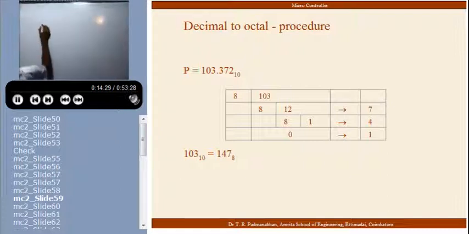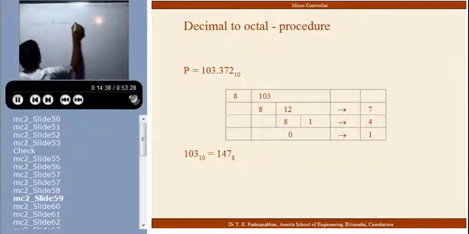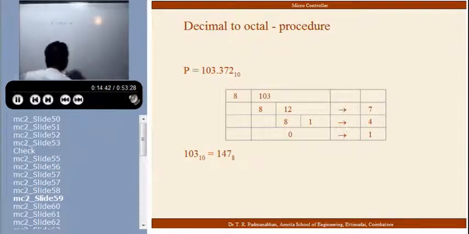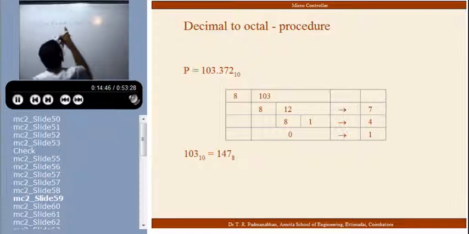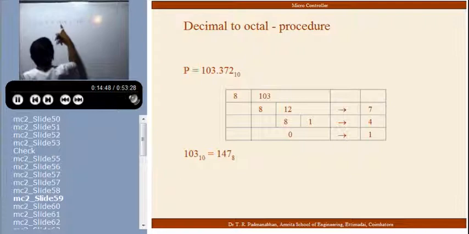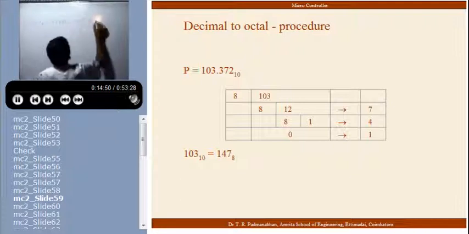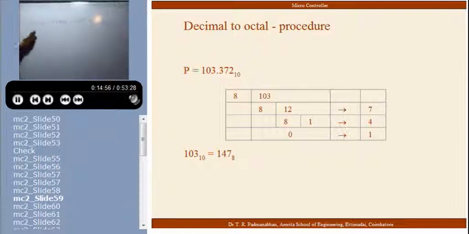147 to base 8 equals 1 into 8 raised to 2 plus 4 into 8 raised to 1 plus 7 into 8 raised to 0. That is 64 plus 32, 96, plus 7, 103. So this is 103 in decimal.